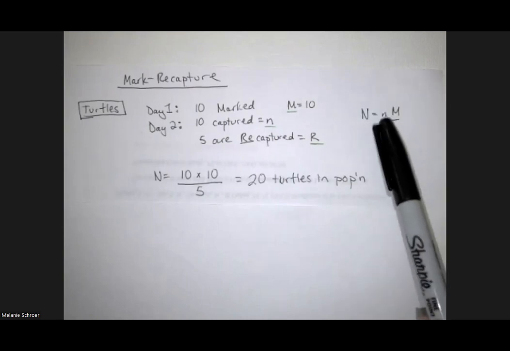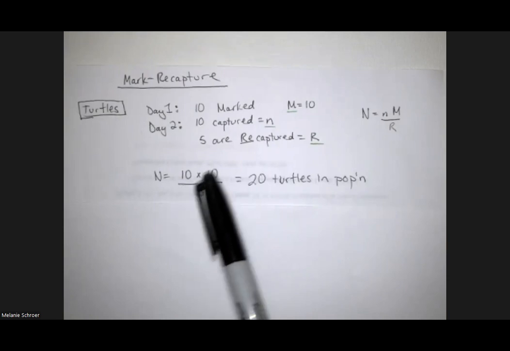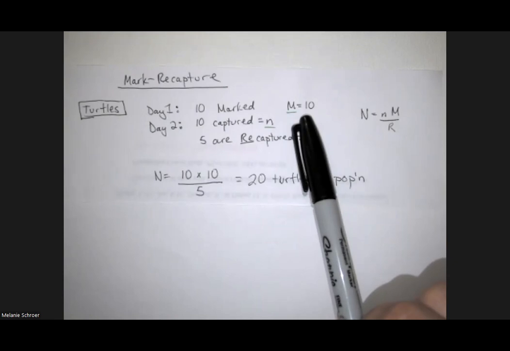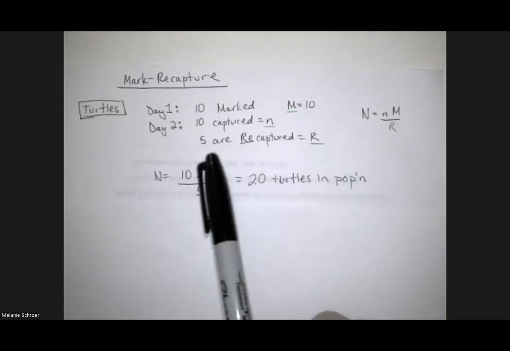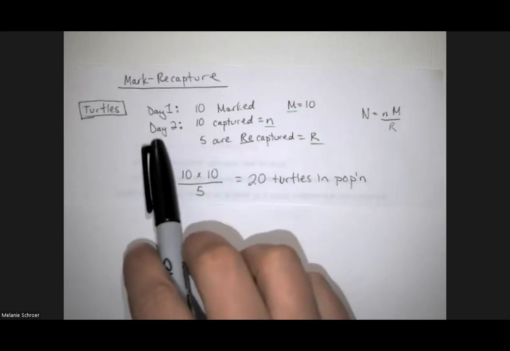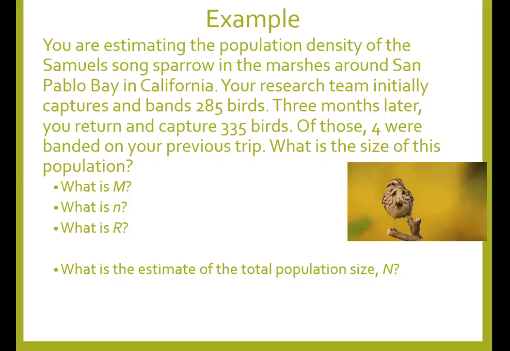So let's plug this in: lowercase n, the number captured the second time, times the number marked on the first day of the experiment, over the number that were recaptured, the number that were marked in the second collection day. And so 10 times 10 over 5 is 20 turtles total in the population. So let's try an example.